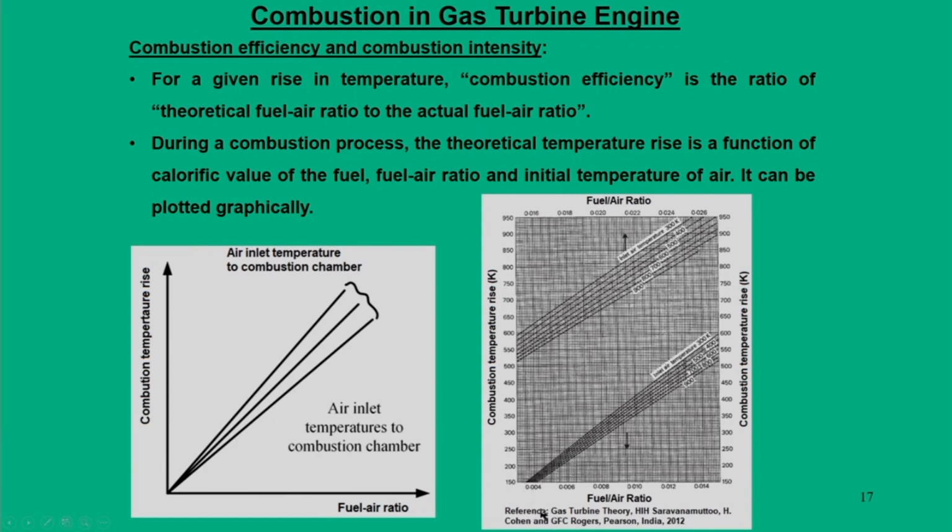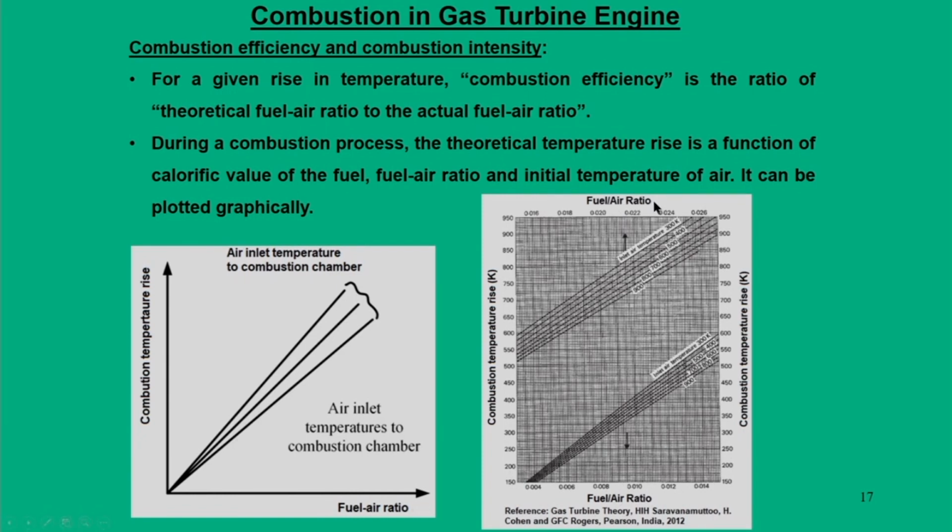A concrete picture of gas turbine theory from the book shows that a graphical approach is very widely used. On the x axis the fuel air ratio is plotted, and on the y axis the combustion temperature rise is plotted. For given air inlet temperatures, these are the lines drawn here. As a user, what you require is to use this particular graph to calculate the fuel air ratio.